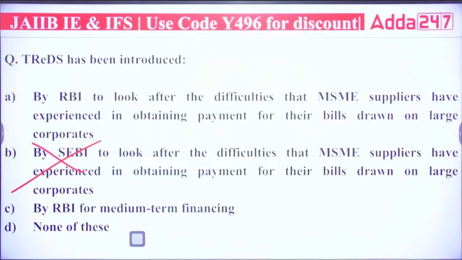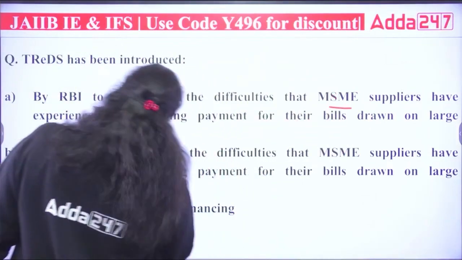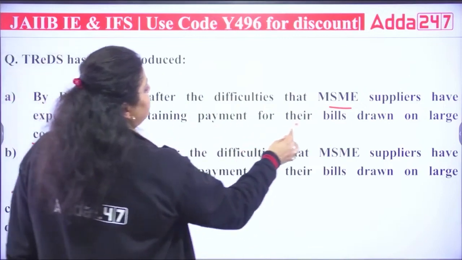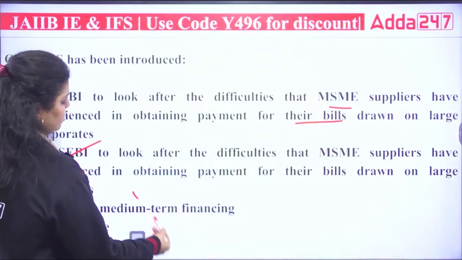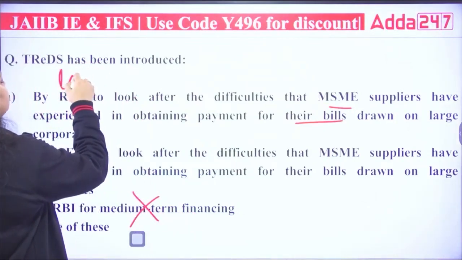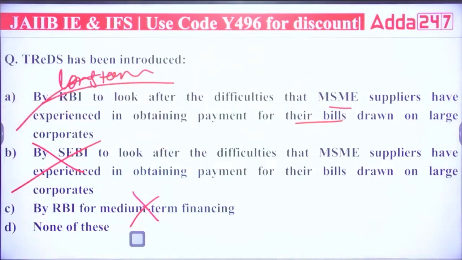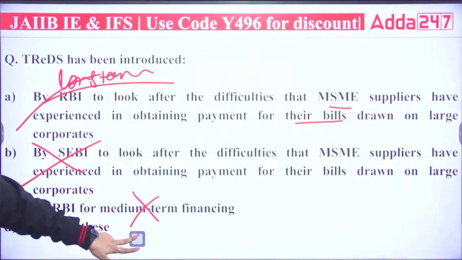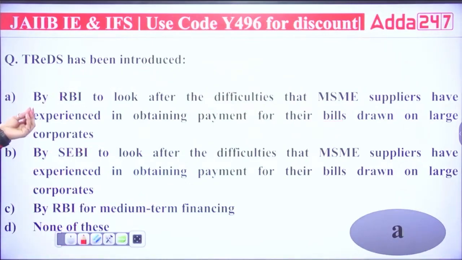Okay, and TREADS is for what? To look after the difficulties that MSME suppliers have experienced in obtaining payment from their bills drawn on large corporates. So third is saying by RBI for medium-term financing? No, TREADS is for long-term financing actually, and the right answer will be your A option. The right answer is A. RBI has introduced it for the MSMEs because they were facing problems from their customers.